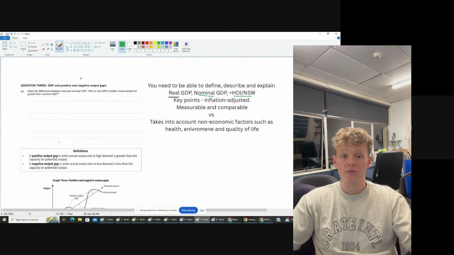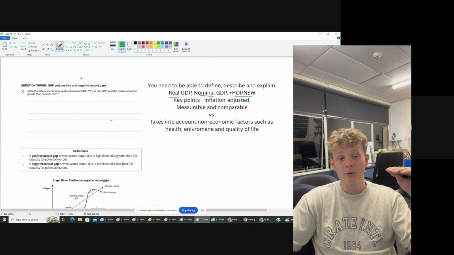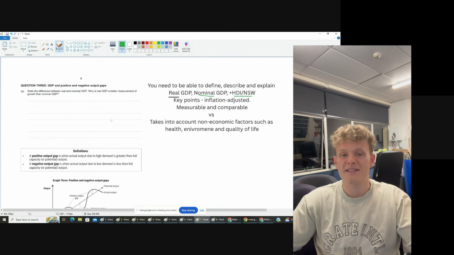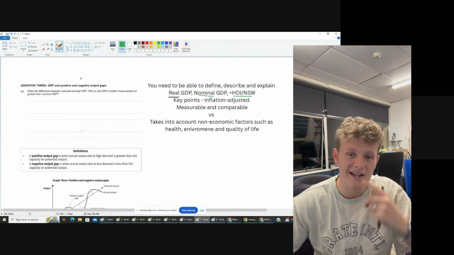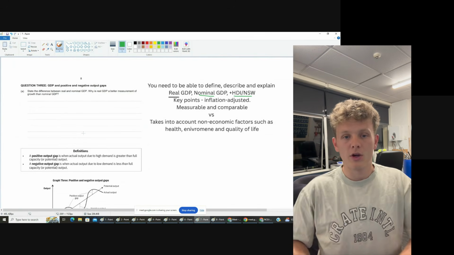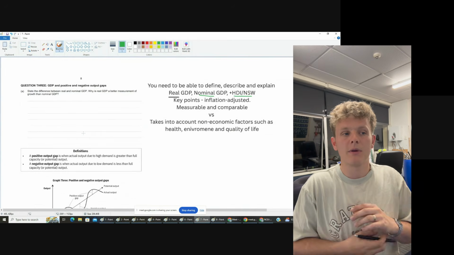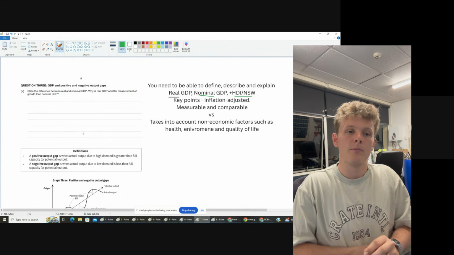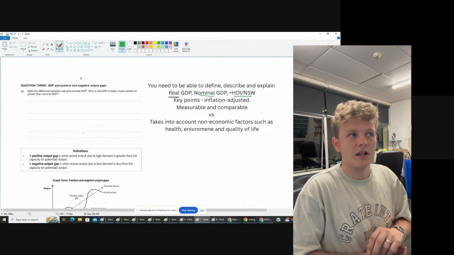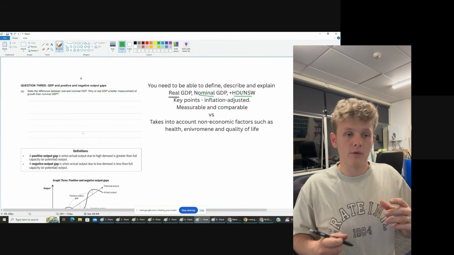There's not a trick. There's no trick to this. So real GDP is inflation adjusted. Nominal GDP not inflation adjusted. They also, in this kind of style of question, which is like asking the general facts about GDP, might also talk about Human Development Index, which is measuring those non-economic factors, but it's a bit more difficult to compare, like life expectancy, infant mortality, health, happiness, all of those things.